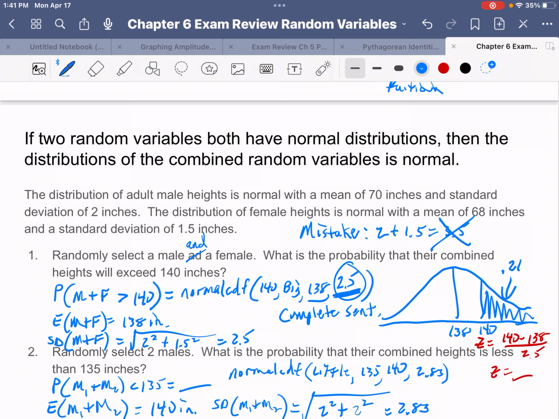The big thing is, did you calculate the mean of m plus m, and did you calculate the standard deviation of m plus m correctly? And so you would have, if you know that the square root of the variance of m plus the variance of m, which is the square root of 2 squared plus 2 squared.